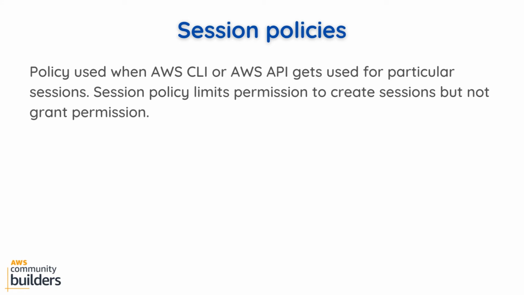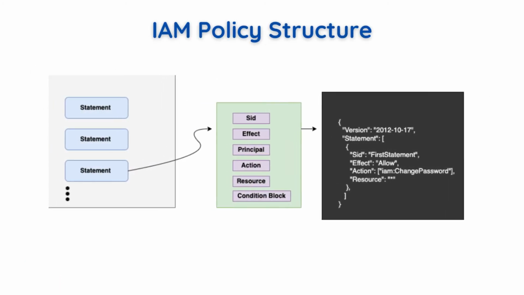Next is session policy. Session policy is used when the AWS CLI or AWS API is used for particular sessions. Session policy limits permission for created sessions but does not grant permission. This is managed by an expiry time. This is exactly similar to our classroom session, which is scheduled for a limited time, and once the time is over the teacher will stop delivering the session. I have not covered the last policy type, organization SCP, as I don't have experience in practical usage. Let's learn about IAM policy structure.